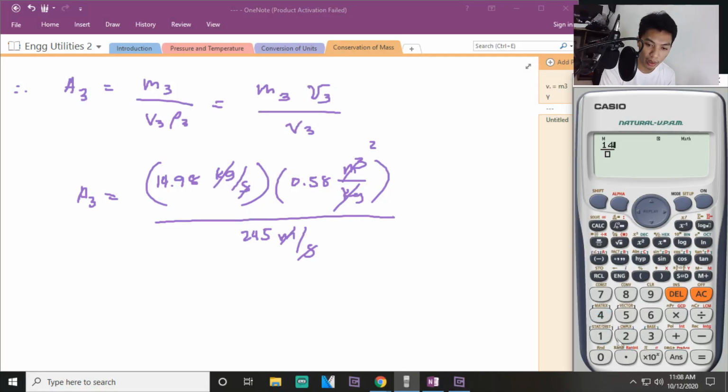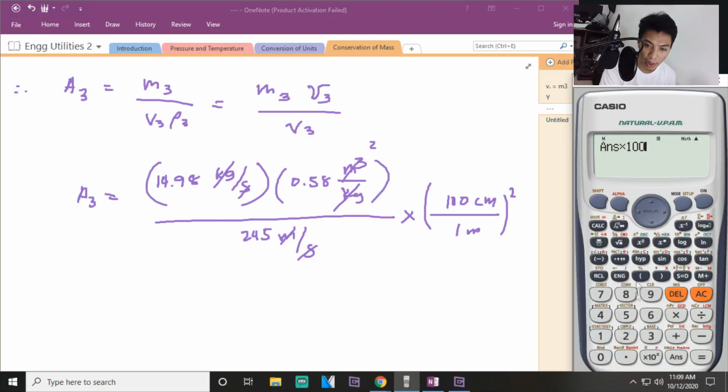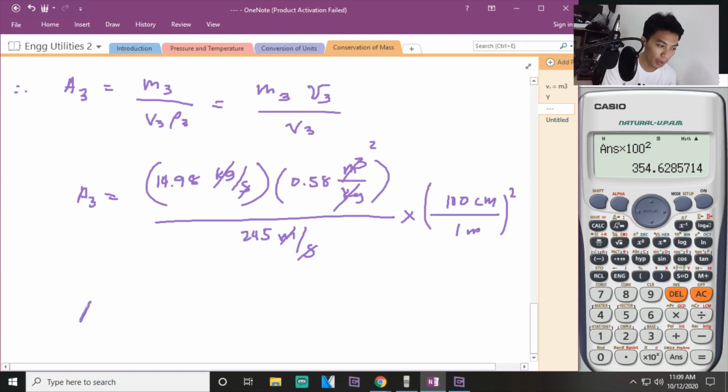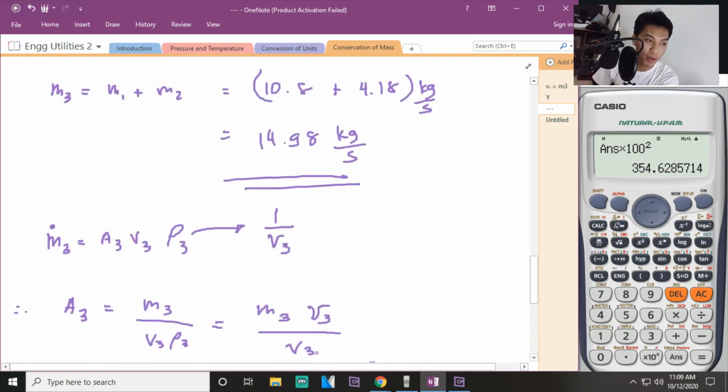So, 14.98 times 0.58 divided by 245. Yun. So, the answer will be, maliit masyado, okay? So, store natin siya kay C. Kailangan natin ng conversion of unit. cm squared dapat ang lalabas. So, 100 cm over 1 m, square mo, times 100 squared. The answer will be 354.63 cm squared. Ay, madali ba? Kayang-kaya niyan. Matatalino kayo. Bilib ako sa inyo. So, that will be the proper way of solving kapag mixing chamber.